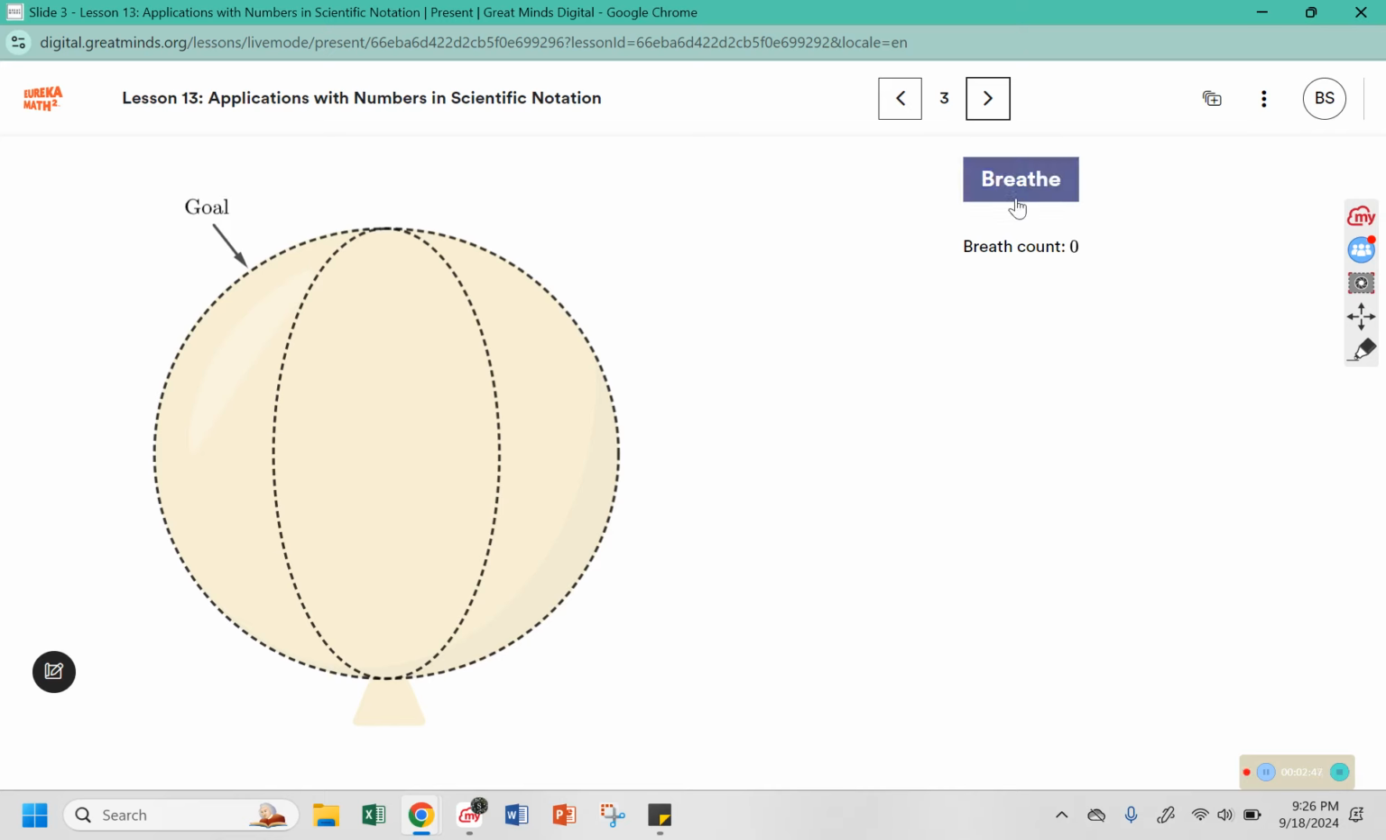Here we have a breath count. We're filling up this little balloon. I have made it to 50 breaths, and I still have a long way to go before that goal balloon is filled. So we're going to try a different strategy to figure out how many breaths it would take to fill it up to its goal size.